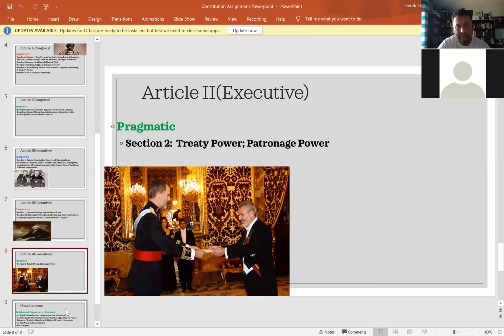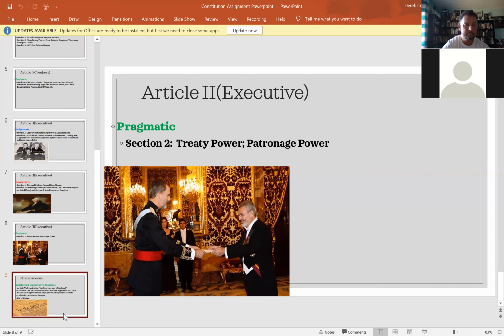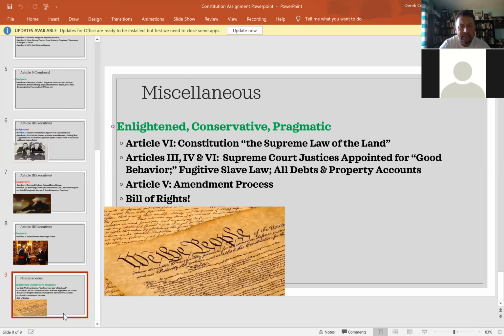And then pragmatic: treaty power, patronage power. Notice I put patronage power under conservative. So some of these, I think you could put in at least one of two, if not three categories. Patronage power, right? To me, that's practical as well. You need ambassadors to foreign countries. You need someone to help run the economy as a Secretary of Treasury, et cetera, et cetera. And so I found that also to be pragmatic or practical.